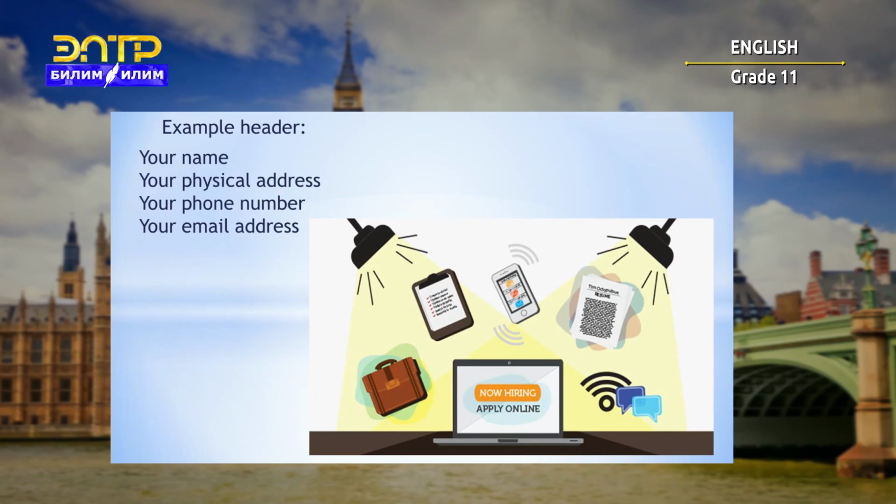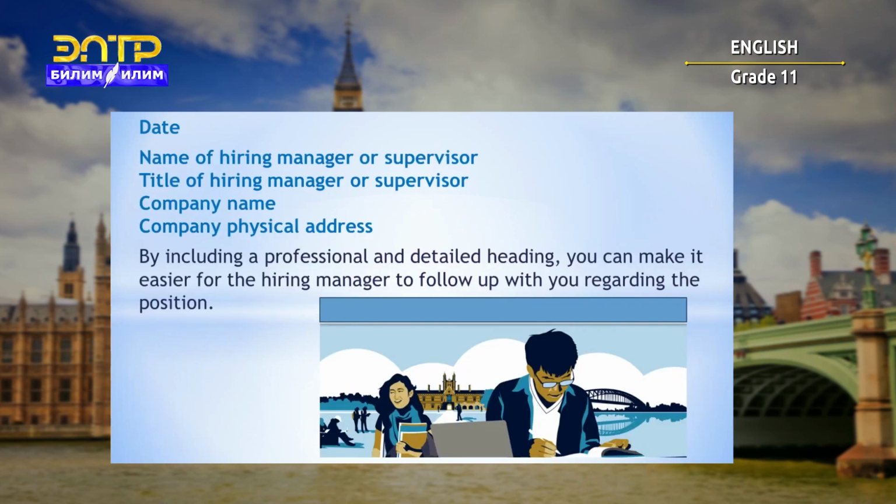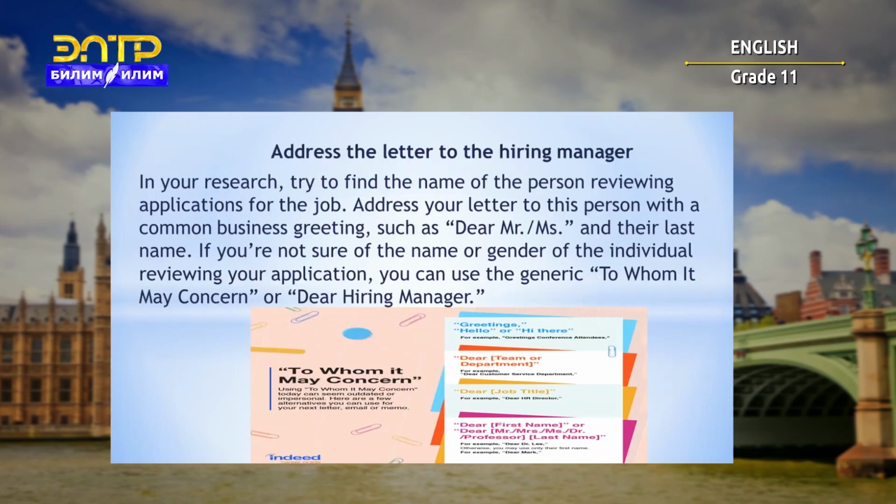Example header: your name, your physical address, your phone number, your email address. Date: name of hiring manager or supervisor, title of hiring manager or supervisor, company name, company physical address. By including a professional and detailed heading, you can make it easier for the hiring manager to follow up with you regarding the position.